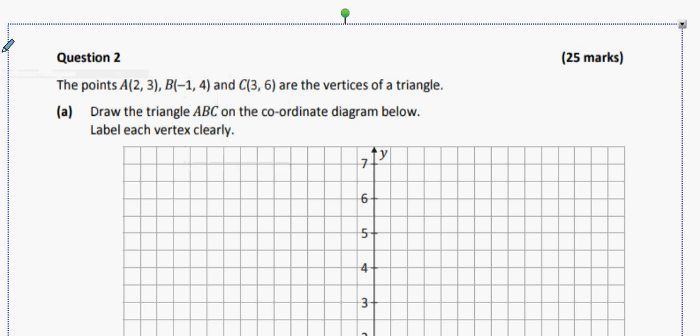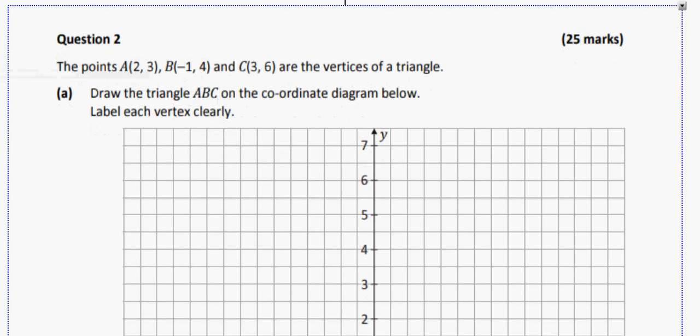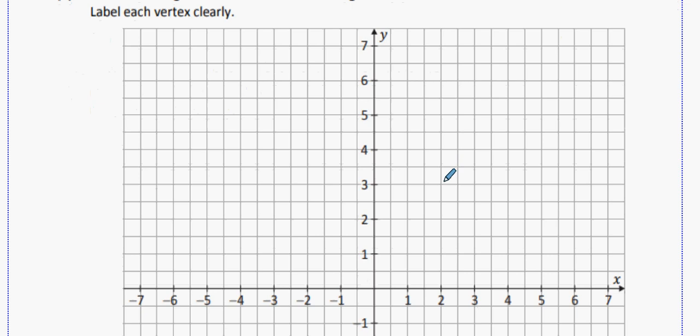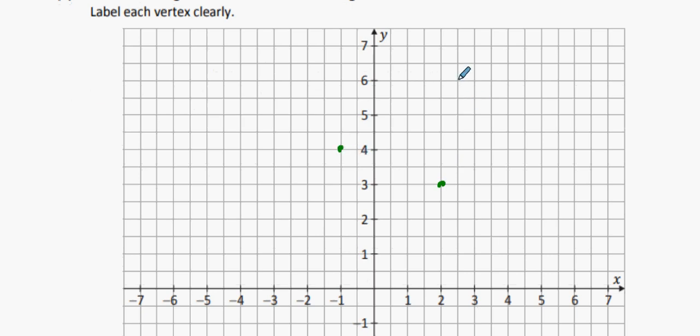Moses were able to do the what's called... obviously, draw your triangle. What is it? 2, 3. What's the next one? Minus 1, 4. 6. Okay, and you're done. Right, there's your A, your B, and your C.